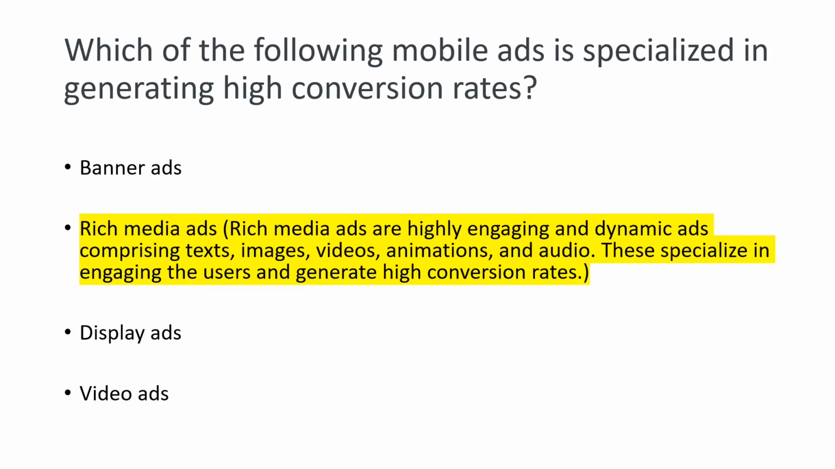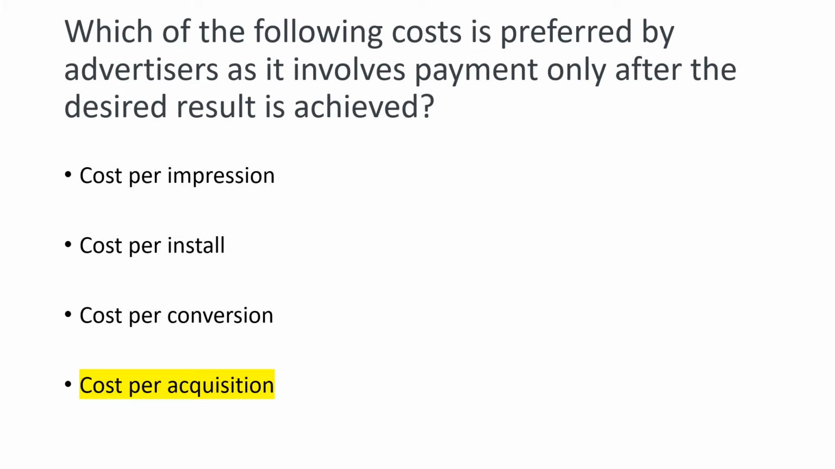156. Which of the following mobile ads is specialized in generating high conversion rates? Rich media ads. Rich media ads are highly engaging and dynamic ads comprising texts, images, videos, animations, and audio. These specialize in engaging the users and generate high conversion rates. 157. Which of the following costs is preferred by advertisers as it involves payment only after the desired result is achieved? Cost per acquisition.